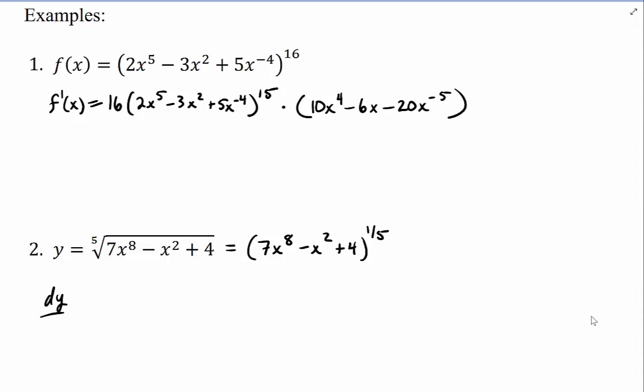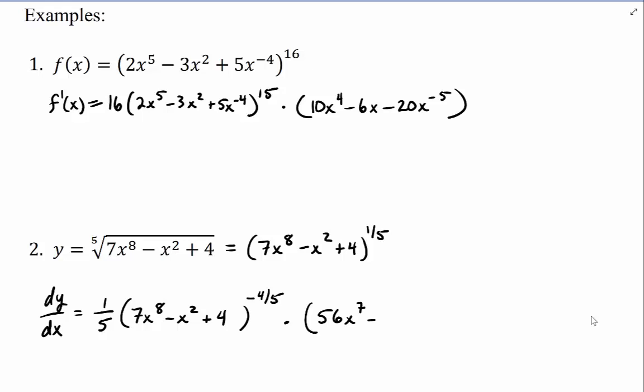I'm going to use Leibniz notation, which again is the same thing as another notation for just y prime. And so this will be something to the 1/5, which is going to be 1/5 something, and then I'm going to subtract 1 from that exponent. I take the inside function untouched, and then I multiply that by the derivative of the inside function. And so 7 times 8 is going to be 56, x to the power of 7, and then the derivative of x squared will be bringing the 2 down and multiply, and then subtracting 1 from the exponent, 2x.